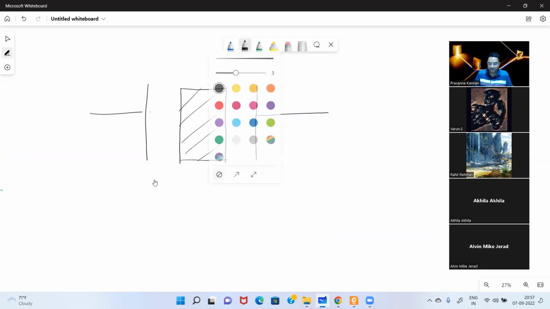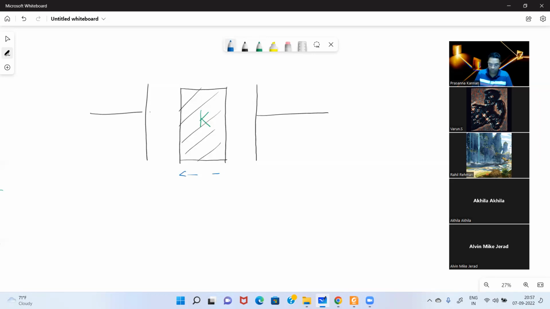Let's say it is filled with a dielectric material of dielectric constant K for a distance of T, whereas the total distance here is D. Let D be the distance between the two plates, but the dielectric material is not completely occupying the space, only partially, say a thickness T. Then the remaining portion is D minus T, correct?